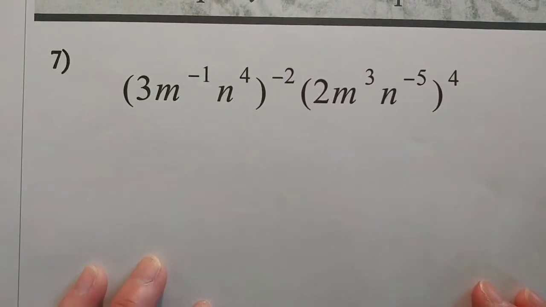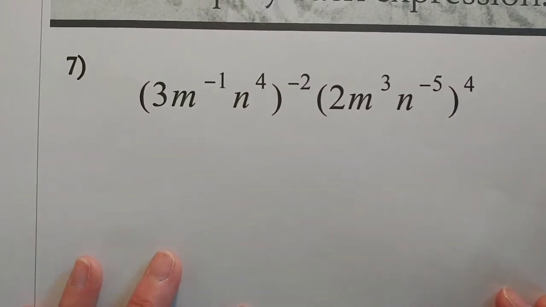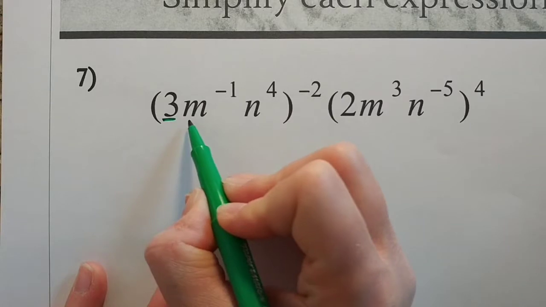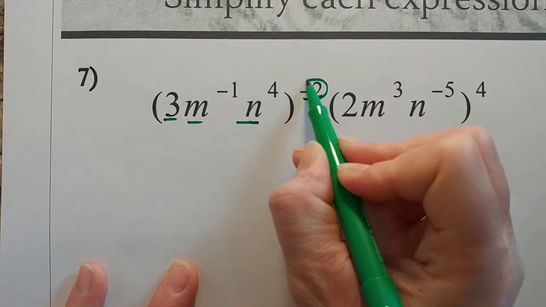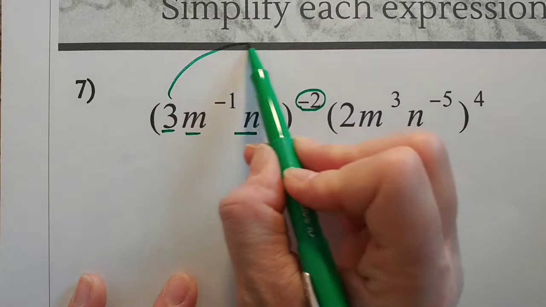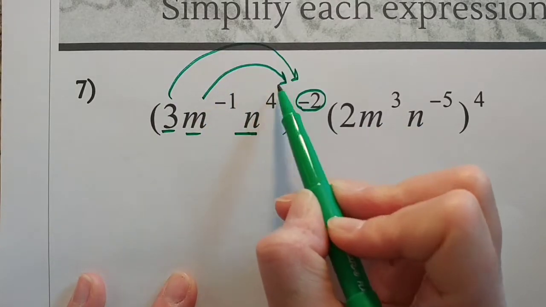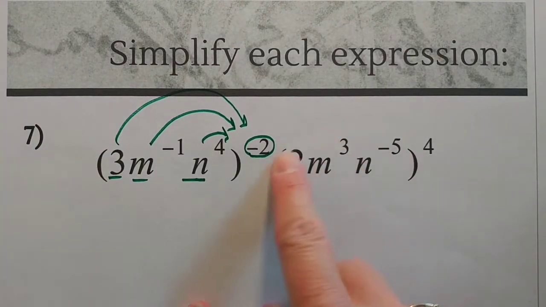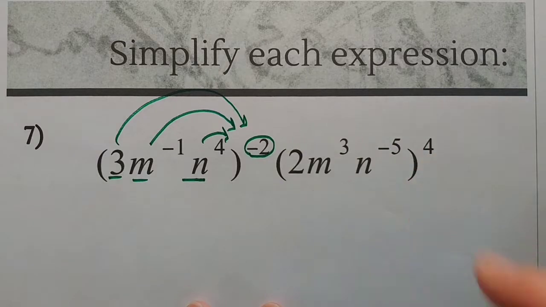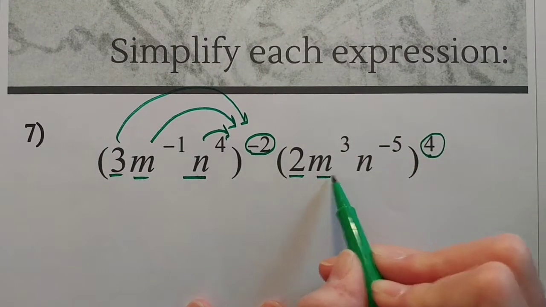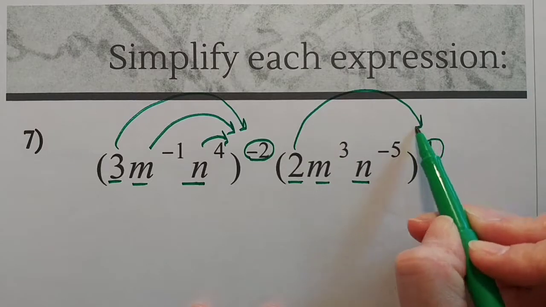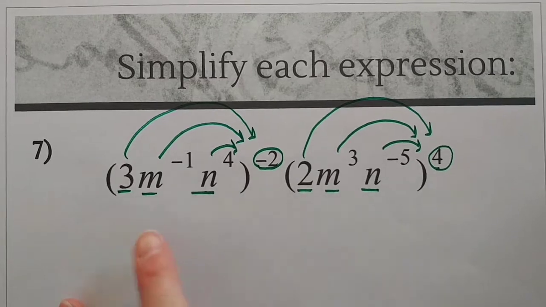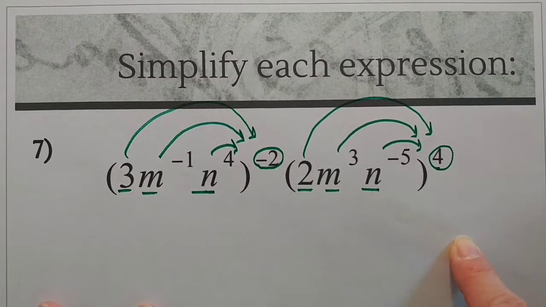All right, number 7. Wow, look at this one. Well, let's take a look at what we have. Everything inside this set of parentheses, all 3 of these factors, we're going to have to raise them up to the negative second power. This one goes up, this one, and this one. But take a look over here. Everything in this set of parentheses is going to go up to the 4th power. All 3 of these factors, up to the 4th, every one of them. We have a lot of simplifying to do. Let's just write everything out for what we have.